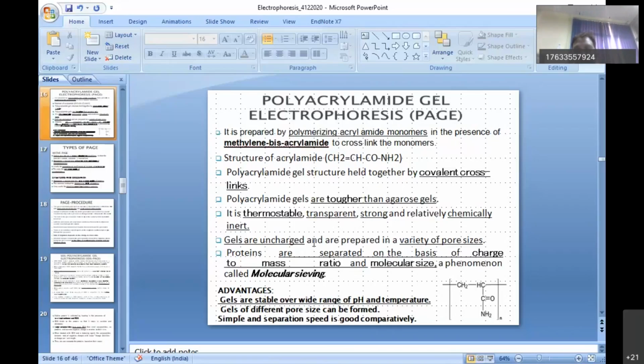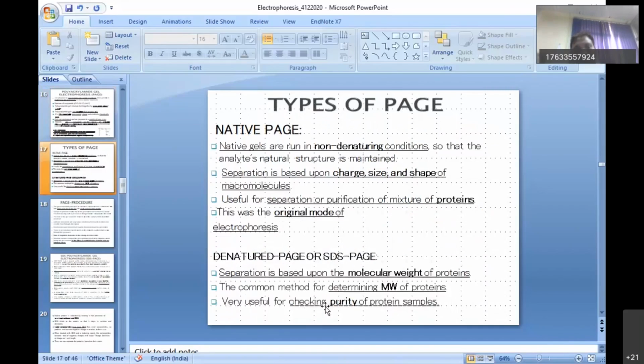The gels are unchanged and are prepared in a variety of pore sizes. Similarly, like agarose, you can change the pore size by using different concentrations of the polyacrylamide gel. The advantages of this gel: it is stable over a wide range of pH and temperature, gels of different pore size can be formed, and sample loading and separation speed is comparatively good.